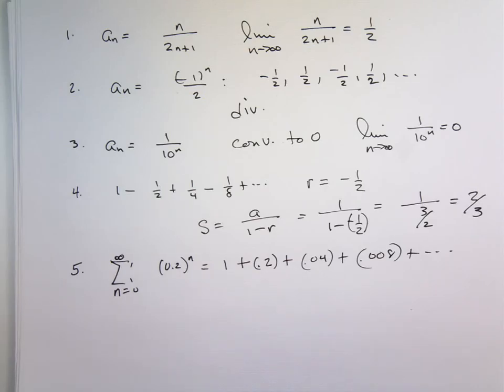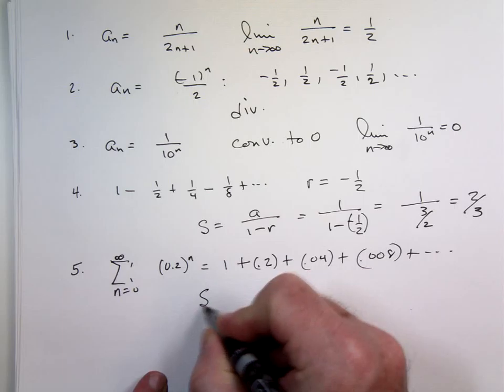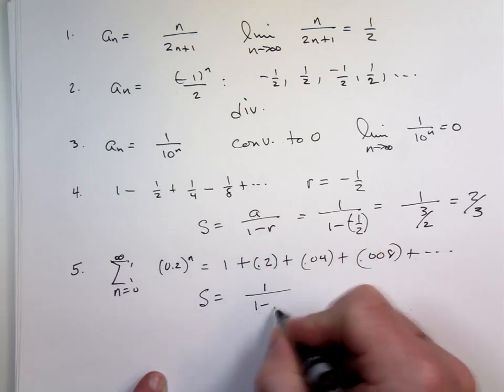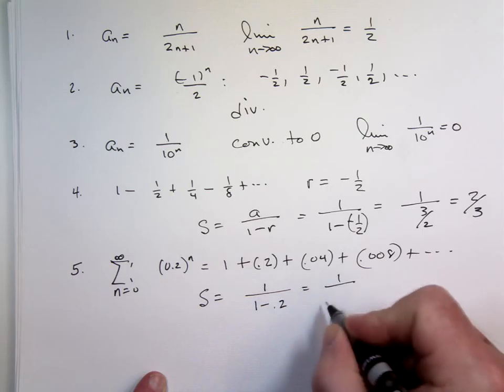You multiply each term by the same r, 0.2, to get to the next term. Since the r is 0.2, has an absolute value less than 1, this series converges. What's its sum? The sum is a over 1 minus r. Here's a, 1 minus r. You get 1 over 0.8.